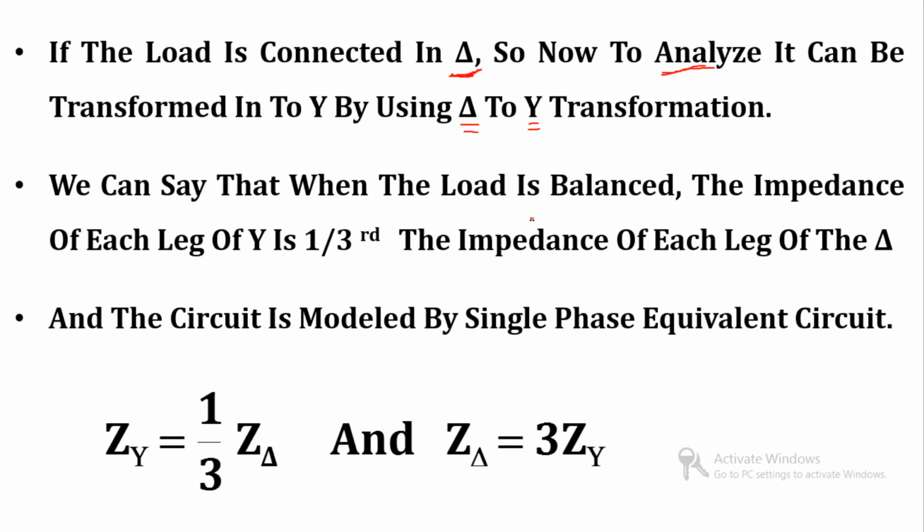So, when the load is balanced, means all the three phases have the same impedance, their voltage and current are equally distributed by 120 degree. So, the impedance of each phase of star is 1/3 of each phase of delta. So, we have already learned this equation that ZY is equal to 1/3 of Z delta, or Z delta is equal to 3 into ZY. We will use these two equations to convert our delta into star, so that we can analyze the per phase system.